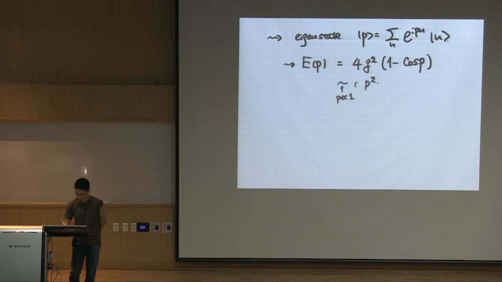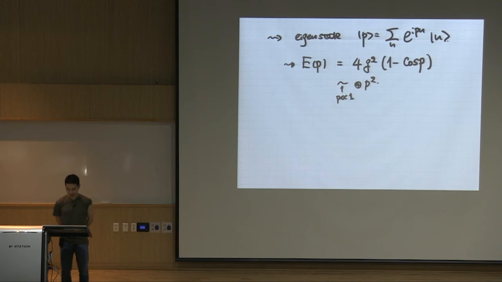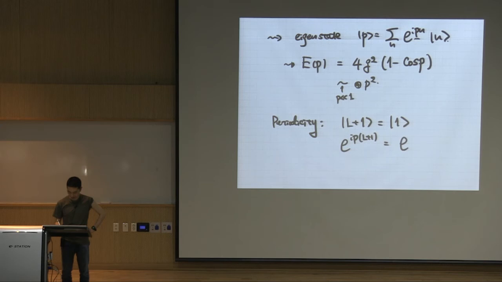But there is one extra constraint we need to impose on p, because we know that the spin chain is periodic. So we cannot put arbitrary p here. If you impose the periodicity, you are identifying L plus 1 with 1. That basically means e to the i p (L plus 1) must be e to the i p, which is essentially saying that this momentum is quantized in the usual way.